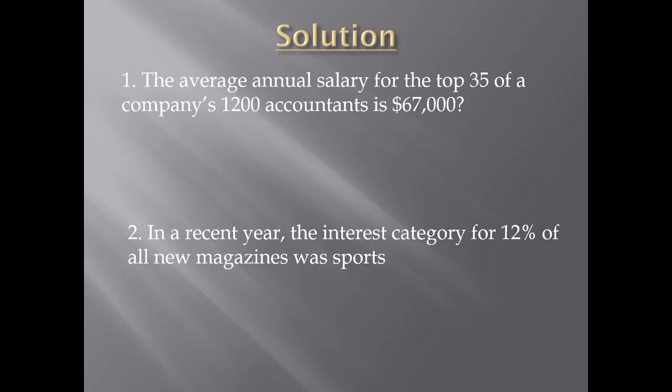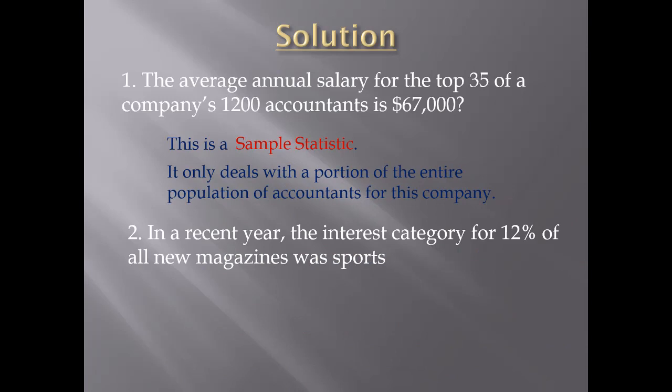The key here is to read the phrase, the top 35 of a company's 1,200 accountants. That means we're not dealing with the population. We're only dealing with a portion of them, only 35 out of 1,200. So that makes this a sample statistic, because it only deals with a portion of the entire population of accountants for this company.